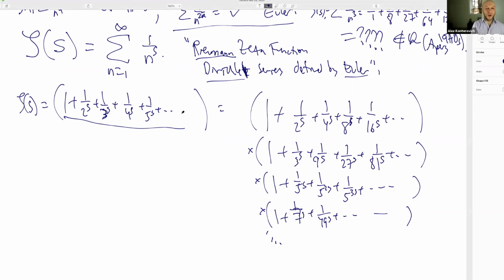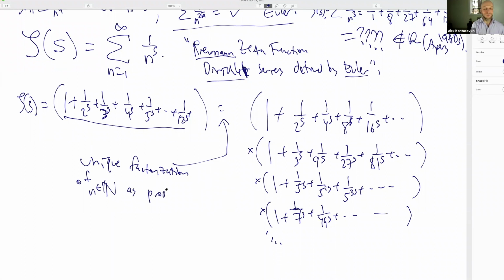So for example, the number 12. Yeah, go ahead. Prime factorization? It's the unique factorization. Exactly. It's equivalent, in fact, to the unique factorization of any natural number as a product of prime powers. So for example, 12 is, of course, 2 to the 2s times 3 to the s, and that will happen at this term in the product. Does everybody see that?